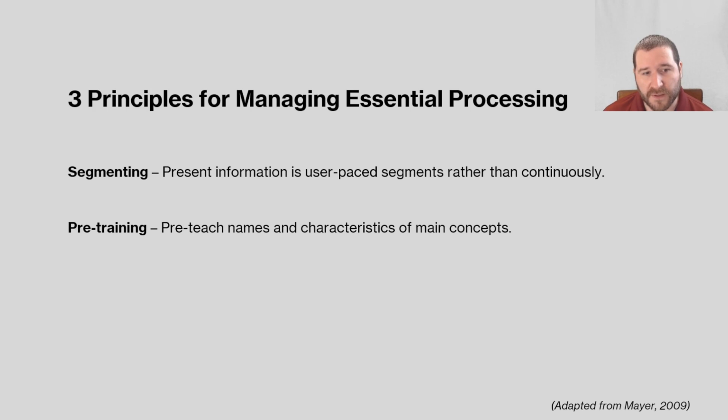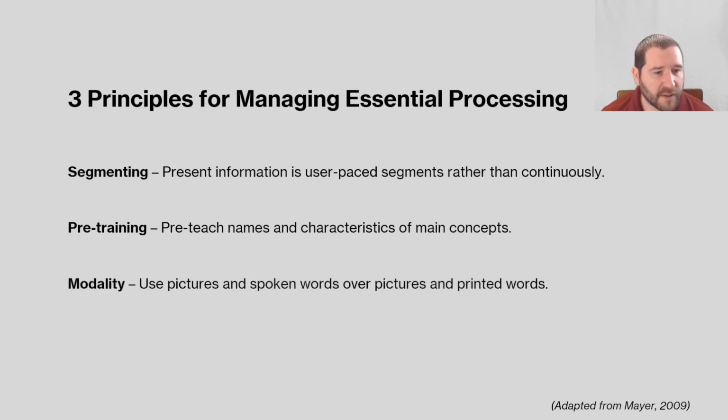The pre-training principle, where we should be pre-teaching names and characteristics of main concepts, so that way students aren't finding them all out at once when they're learning them in context, right? We're giving them little breadcrumbs and little clues as to what these names and characteristics are before they truly see them in their main area.